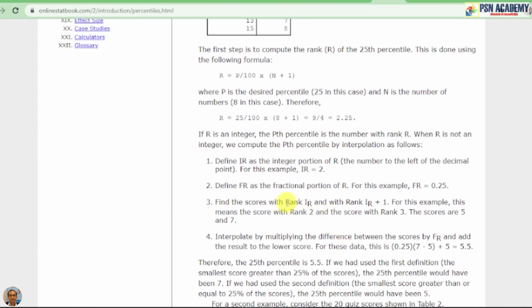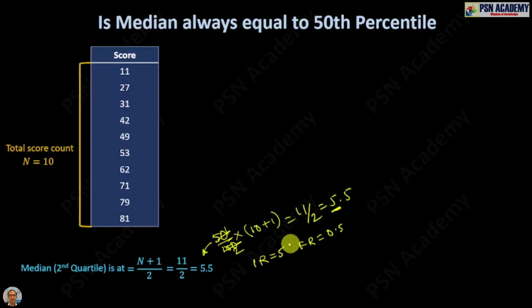Next, he is asking us to get the scores for IR and IR plus 1. Now IR is 5, so 1, 2, 3, 4 and 5. So here is our IR and here is our IR plus 1. What are the scores? The corresponding score here is 49 for IR equal to 5. And for IR plus 1, the score is 53. So I am writing here 53. This is for IR plus 1 and this is for IR equal to 5.